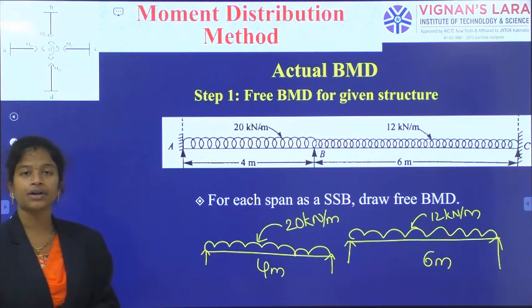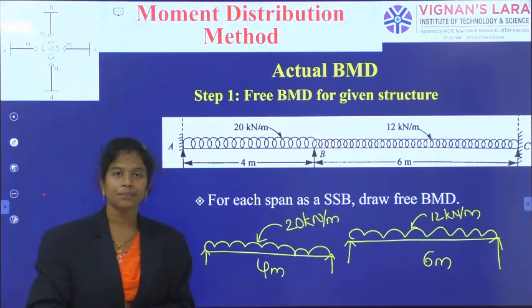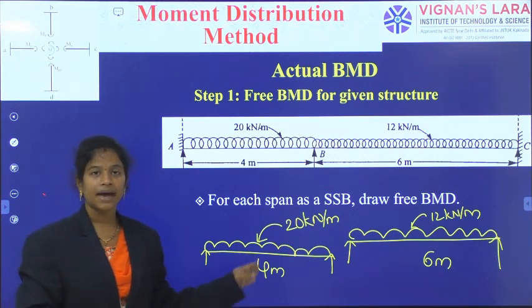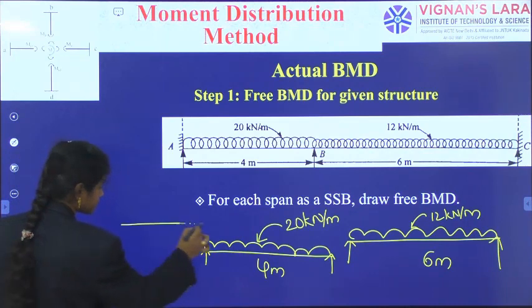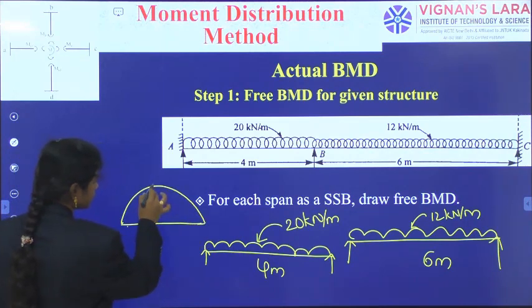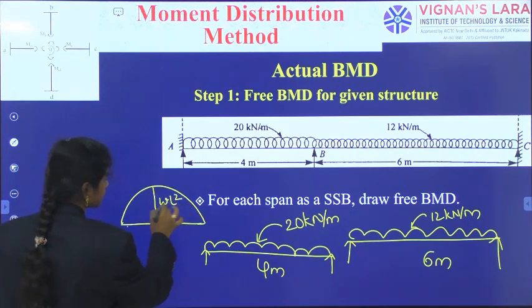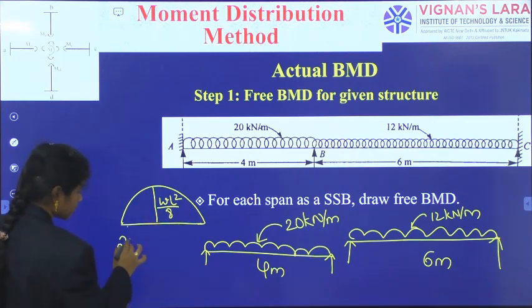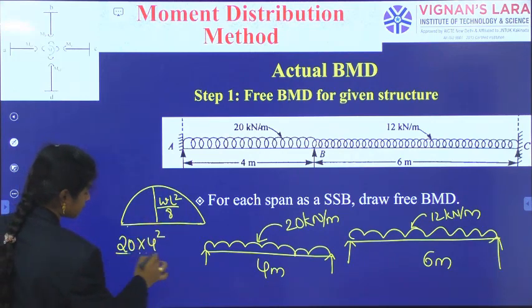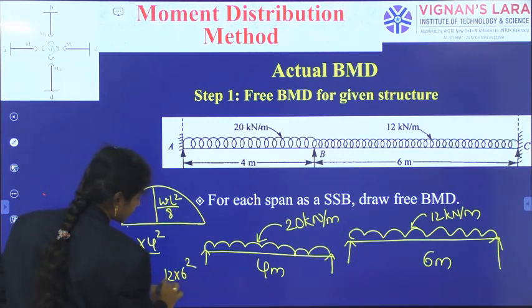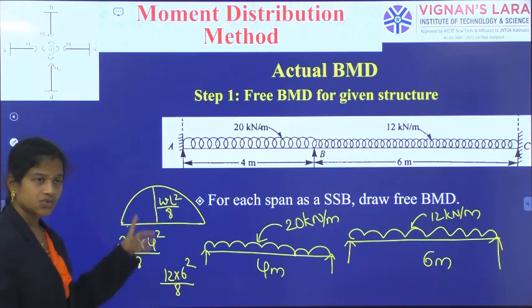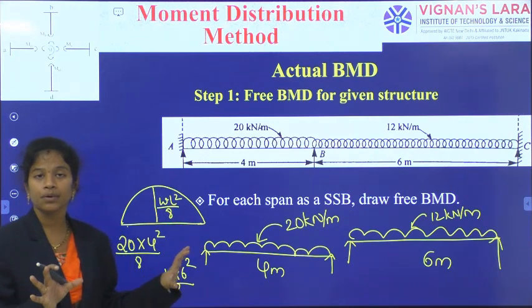and for this simply supported beam having UDL over it, we should have to generate the free bending moment diagram, which is going with a parabolic line with a maximum bending moment of WL square by 8. Okay, so that parabolic curve with each WL square by 8 we will calculate. So 20 into 4 square by 8, one picture, and 12 into 6 square by 8 as one picture. So using these two answers, we generate individual free bending moment diagrams.